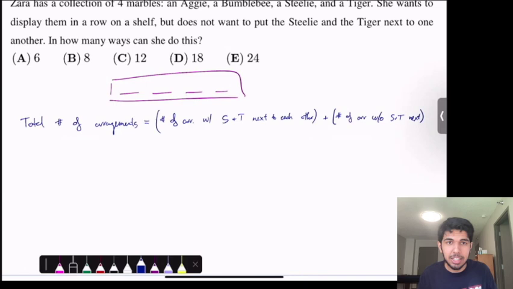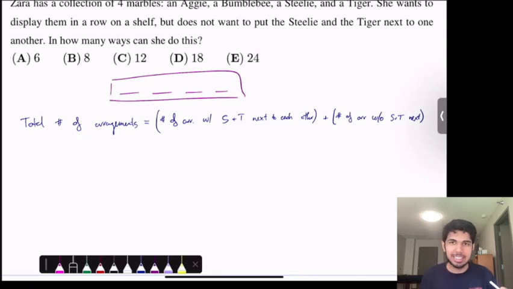And we can sum them together because those cases are disjoint, meaning that there's nothing that overlaps in those 2 categories. We're not double counting anything. And that comes from the fact that we're casing on whether or not Steely and Tiger are next to each other or not. Okay. How many total arrangements are there?